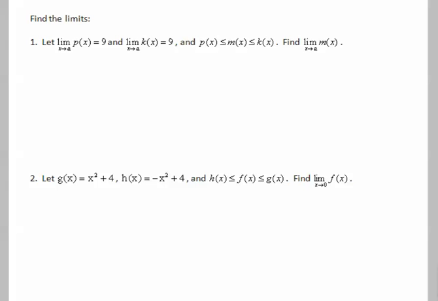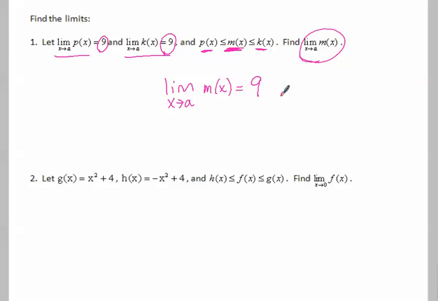Let's look at just a couple of examples to see what I mean. Limit as x approaches a of p of x is 9. The limit as x approaches a of k of x is 9. Well, m of x is between p of x and k of x. So what does this limit have to be? That's right. It's not rocket science. It's squeezed between, so its limit has to be squeezed between.